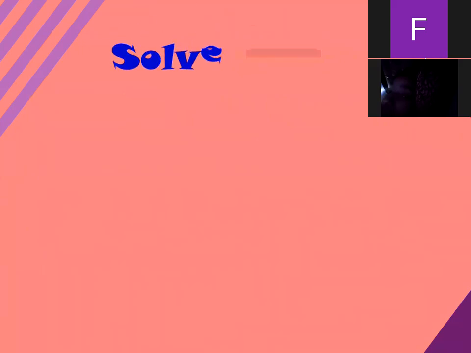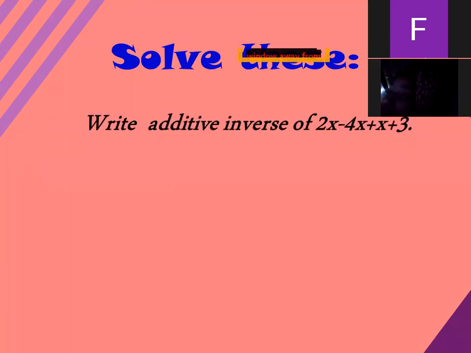Okay, so my first question is what? Class, please be ready. We have done subtraction today. How to do the subtraction? First write down the additive inverse of 2x minus 4x plus x plus 3. Everyone please write down the additive inverse of this one. Additive inverse means you will simply change the sign of each term. So kindly reply.